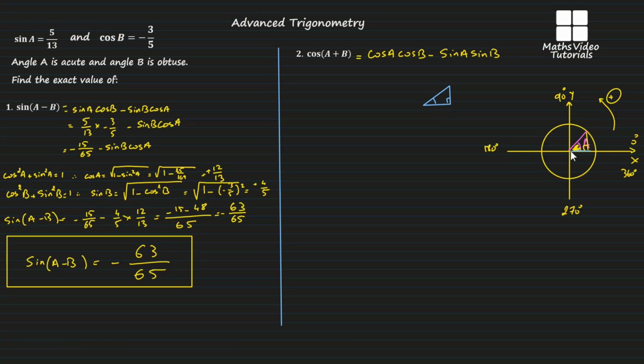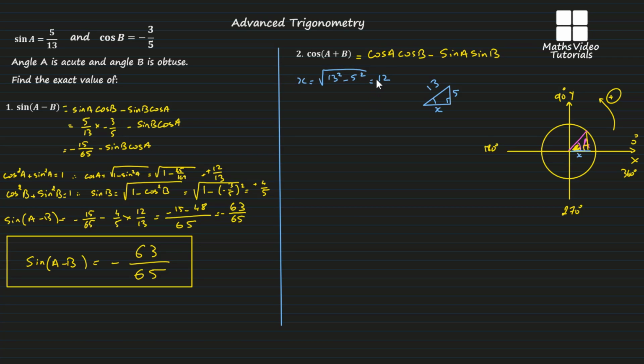So the hypotenuse, the radius in this case, is 13. And the opposite is given to us because sine is opposite divided by hypotenuse. So therefore the opposite side, or the vertical, is 5. So we can use this with the Pythagoras formula to work out the value of the adjacent. Let's call it x. So x is equal to the square root of 13 squared minus 5 squared. And that will give us 12.